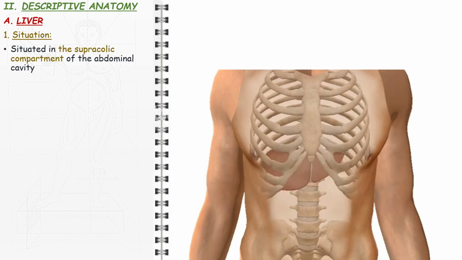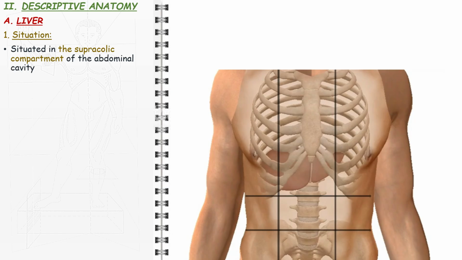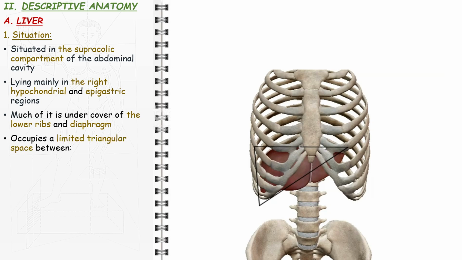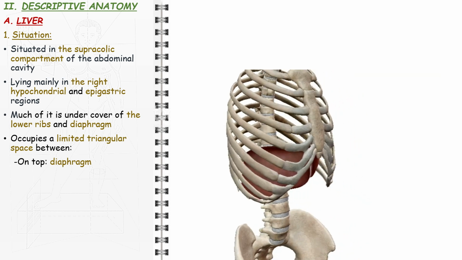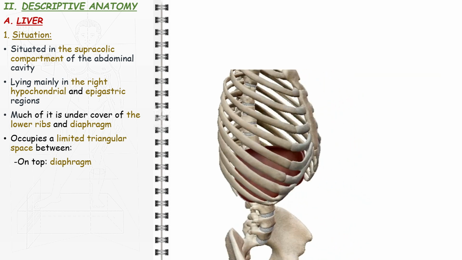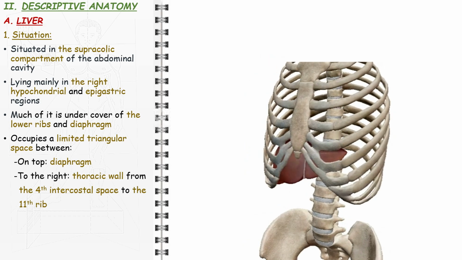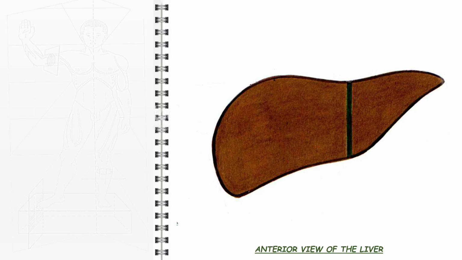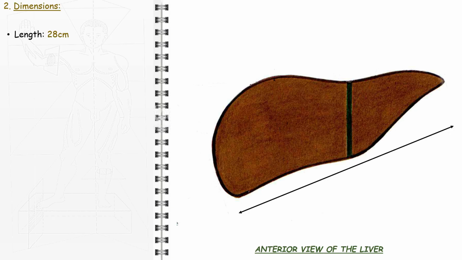The liver is situated in the supracolic compartment of the abdominal cavity. It lies mainly in the right hypochondrial and epigastric regions and extends to the left hypochondrial region. Much of it is under cover of the lower ribs and diaphragm. The liver occupies a limited triangular space between, on top, the diaphragm, to the right, the thoracic wall from the 4th intercostal space to the 11th rib, and to the left, the intersection of the mammillary line with the 5th intercostal space. The liver is 28 centimeters long, 16 centimeters wide and 8 centimeters thick.